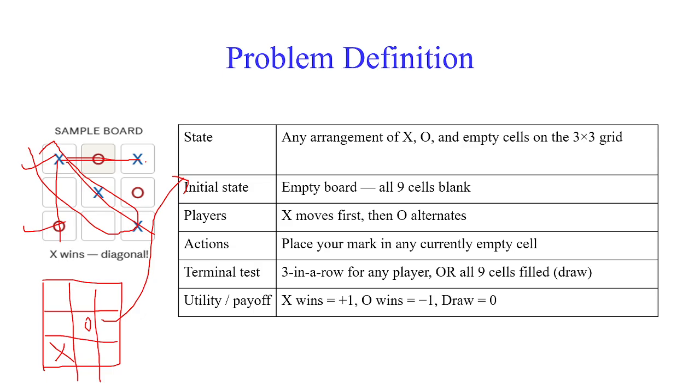This utility function is also called the payoff. This is where the AI assigns numerical values to the outcomes. X winning gives a utility of +1. O winning gives -1. A draw means it's 0. These numbers let the algorithm compare outcomes and make decisions. The 6-component framework, state, initial state, players, actions, terminal state, and utility, is a standard way to formalize any game for AI. So every game problem will be formalized with this.